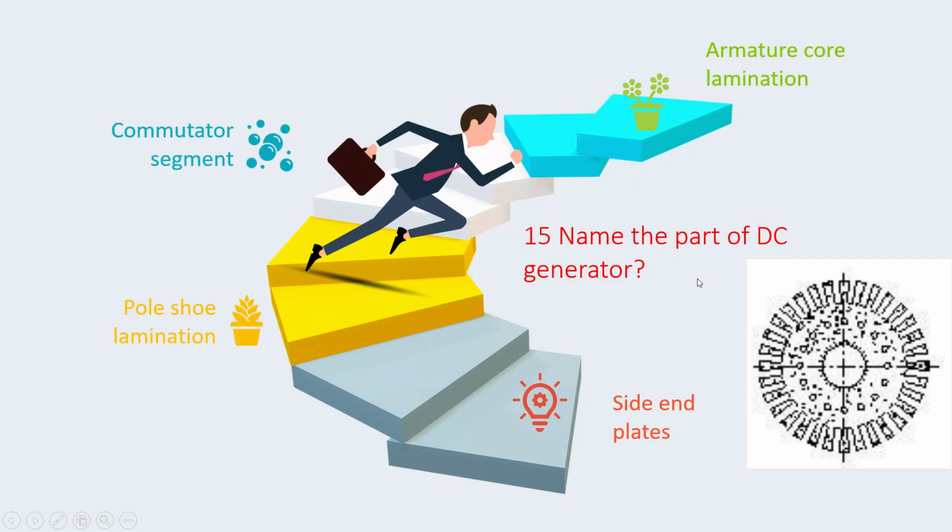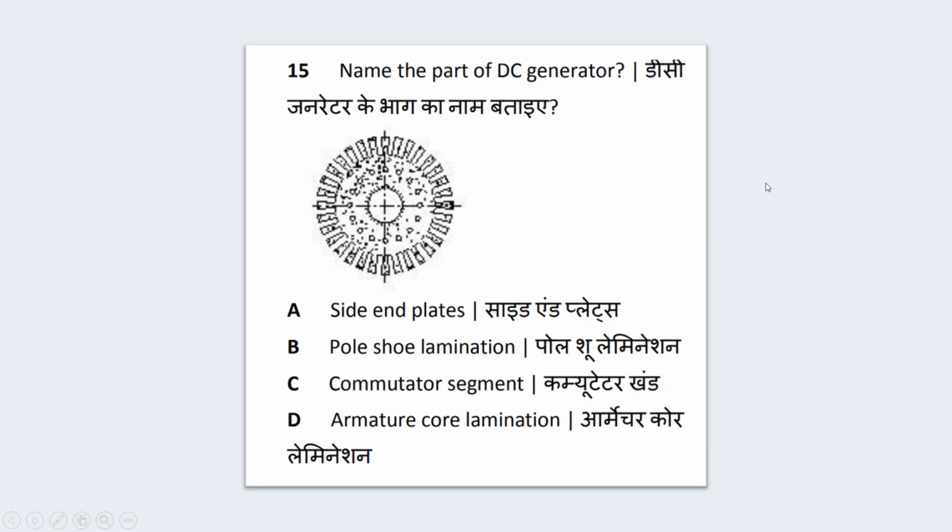Name the part of a DC generator. Okay, this is one of the parts of the DC generator. You have to tell what is the name of this part. Side end plates, pole shoe lamination, commutator segment, armature core lamination. The answer is armature core lamination.